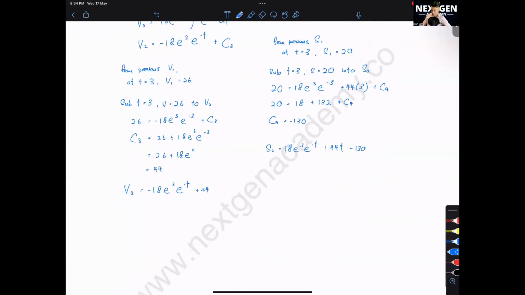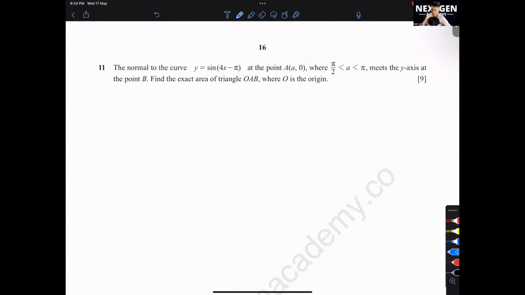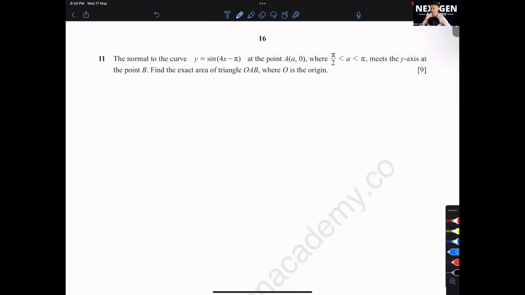Okay, we go to our one last final one. This one is a fun one. One sentence, 9 marks. The normal to the curve y equals sine 4x minus pi at the point A0, where pi is between pi over 2 and pi, meets the y-axis at the point B. Find the exact area of triangle OAB, where O is the origin.